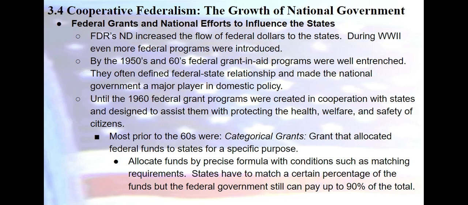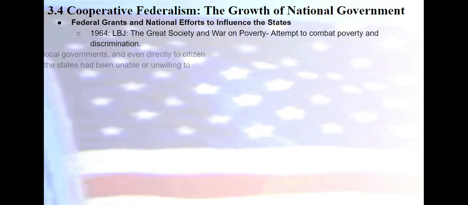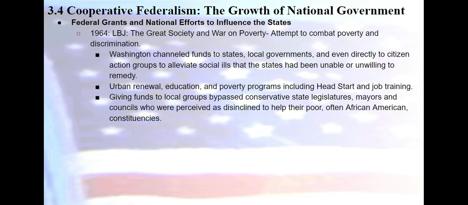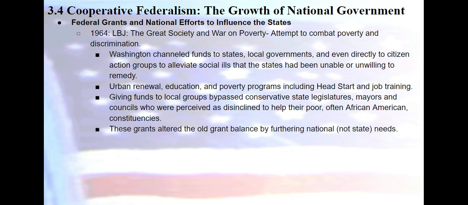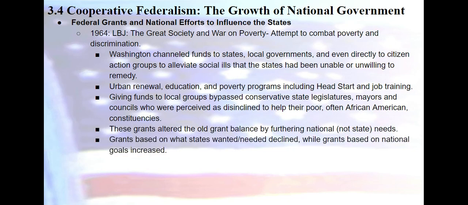In the 1960s, things start to change as LBJ, through his Great Society and War on Poverty, attempts to combat poverty and discrimination by channeling funds not just to states and local governments, but even directly to citizen action groups, in an attempt to work around resistance they might have gotten at the state or local government level. But they were attempting to alleviate social ills that states had been unable or unwilling to remedy.